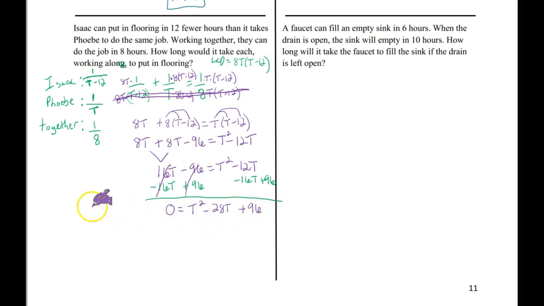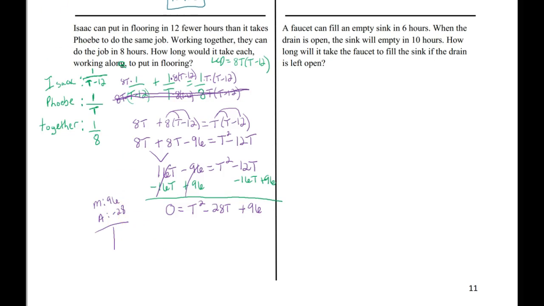So now I'm looking for factors that multiply to 96 and add to negative 28. So right away I know that if it's going to multiply to a positive, it either has to be two positives or two negatives. And since I want it to add to a negative, they have to both be negative. So I'm looking for two factors that will both be negative and multiply to 96 and add to negative 28.